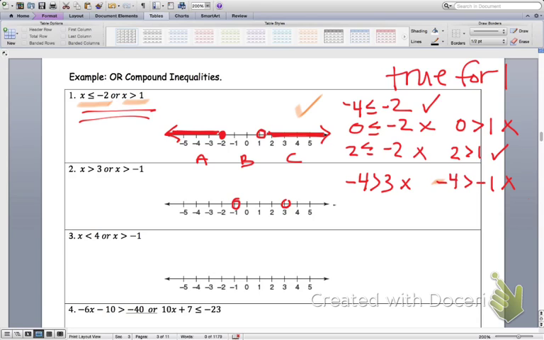Let's go ahead and check the middle section. I'm going to use a 0. So 0 greater than 3, false. 0 greater than -1, that is true. So I'm going to shade this middle section.